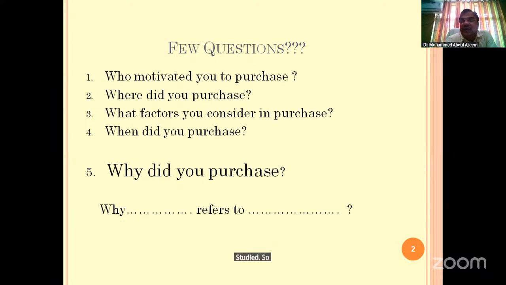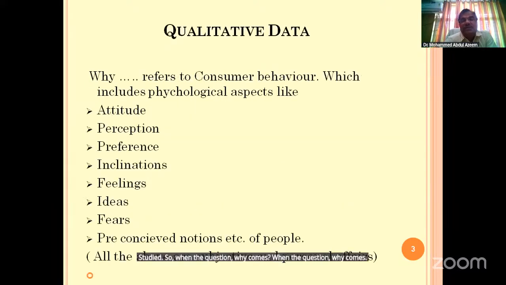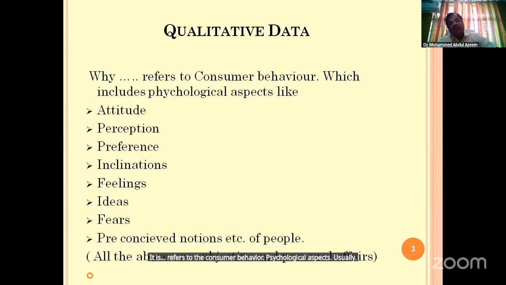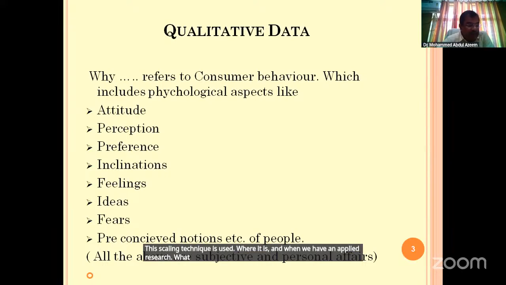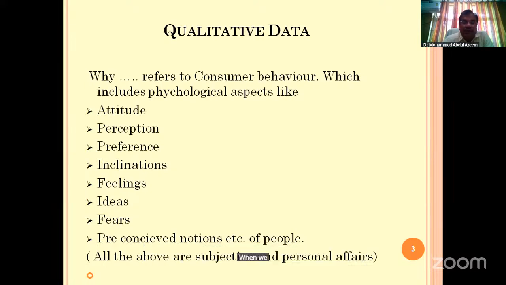So when the question why comes, it refers to consumer behavior, psychological aspects. Usually, this scaling technique is used when we have an applied research. What is applied research? When we need to find a solution for the problem that an organization is facing. So there are two types of research.